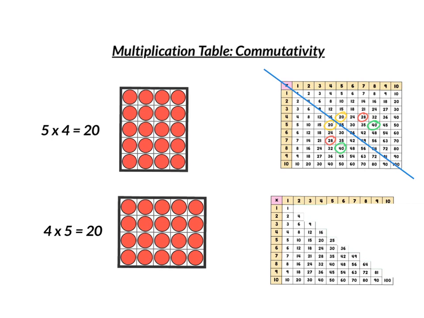What do I mean by this? We can see in the example that 5 times 4 equals 20. But if I rearrange my numbers, I know that 4 times 5 equals 20. The array has been turned on its side. 4 times 5 is the same as 5 times 4.